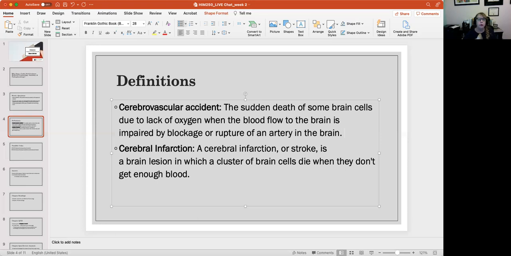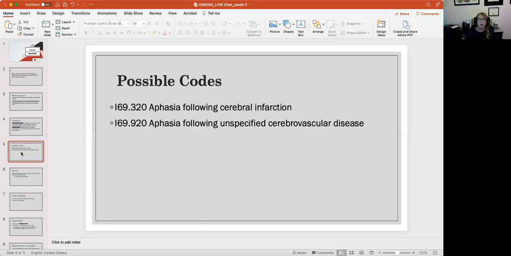All right. Another example is to take a look at the possible codes for this situation. Okay. We have I-69.320, aphasia following cerebral infarction, or I-69.920, aphasia following unspecified cerebrovascular disease. Now, is a cerebrovascular accident a disease?